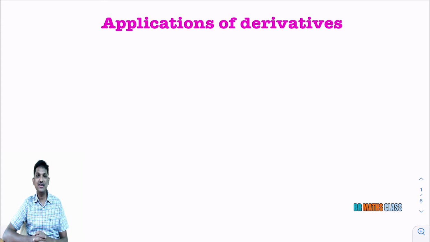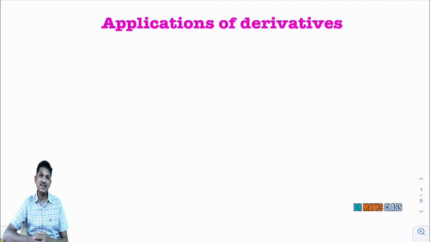Many students feel it is difficult to learn this chapter. But from my point of view, this chapter is very easy, except the topic of maxima and minima. That is also easy if you are good in the concepts. However, in this class, I'll explain what is rate measure.